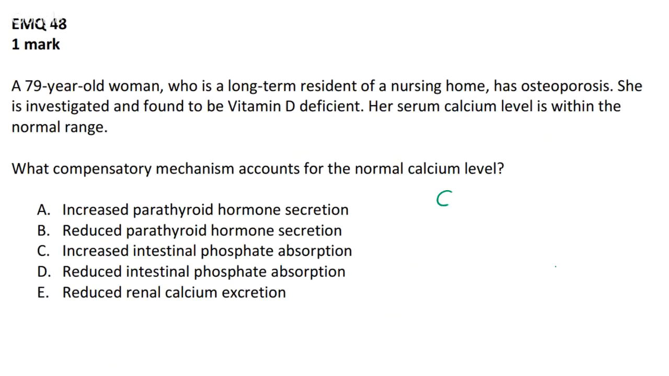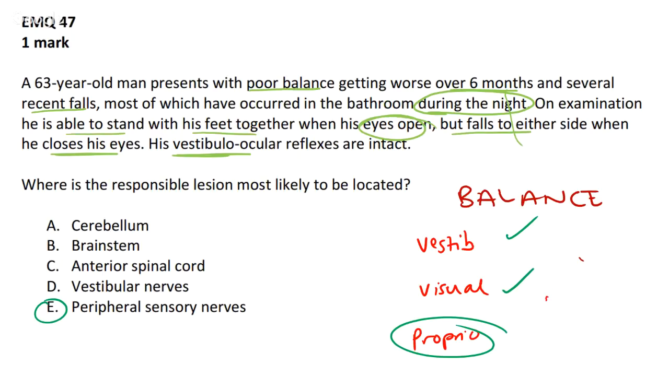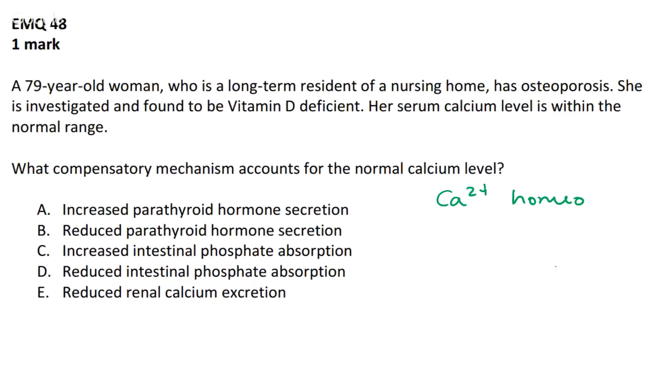Okay, so this question is asking about calcium homeostasis, right? So what are the hormones implicated in calcium homeostasis in the body? Okay, so PTH, vitamin D, and calcitonin. Well, most importantly, okay.